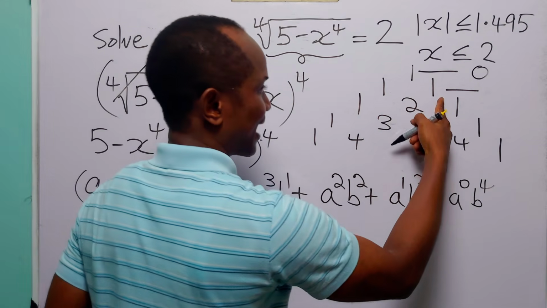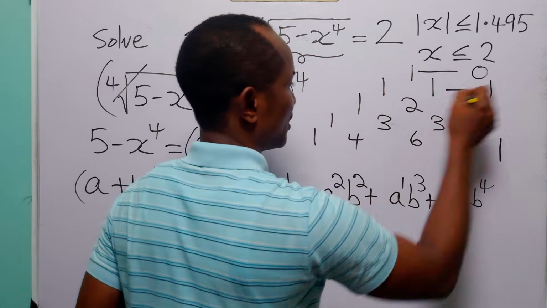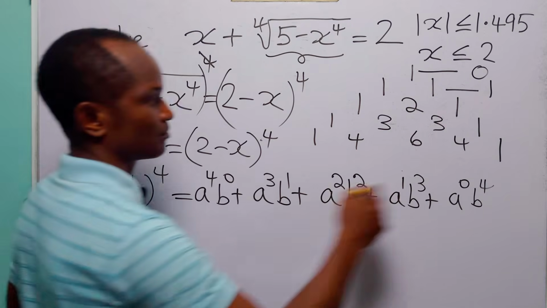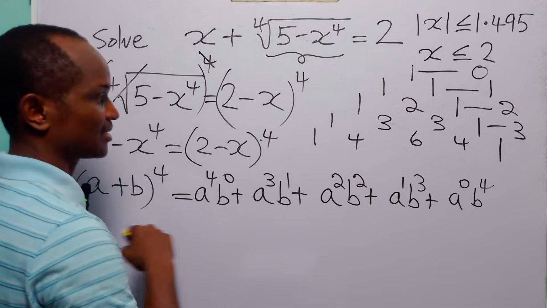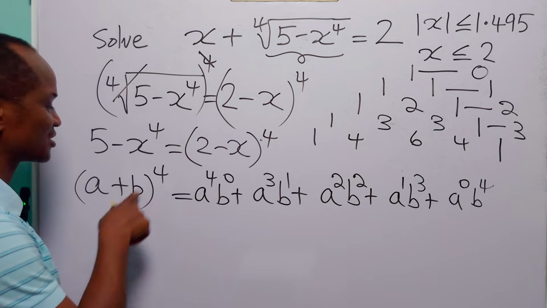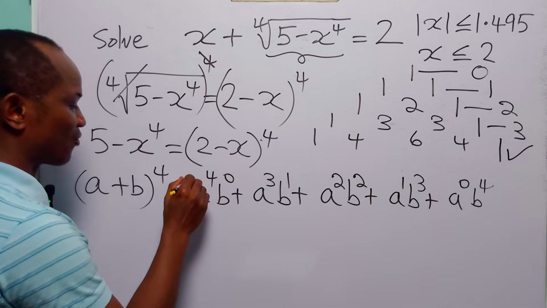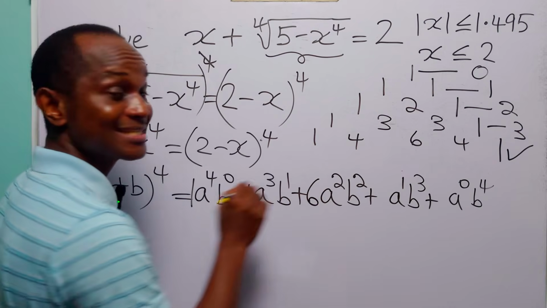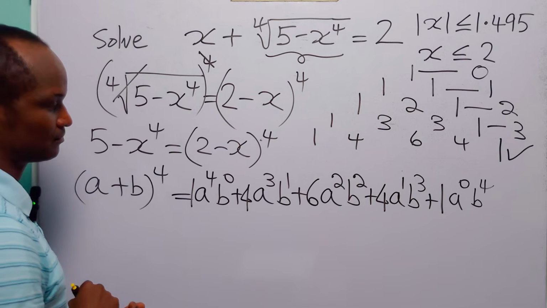This second line, that is 1 and 1, will give us the coefficients for a plus b to the power 1. 1, 2, 1 are the coefficients for a plus b to the power 2. This is for the coefficients of a plus b to the power 3, and 1, 4, 6, 4, 1 are the coefficients for the expansion of a plus b to the power 4. So this is what we need. That simply means that we have 1 here, we have 4 here, we have 6 here, we have 4 here, and lastly we have 1.